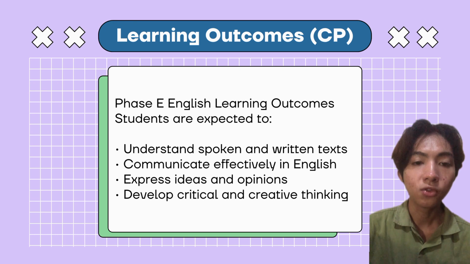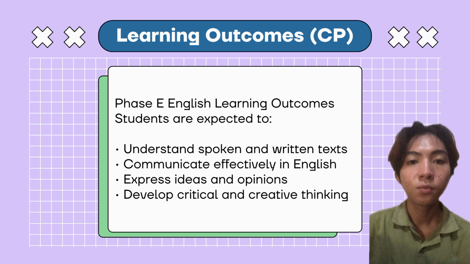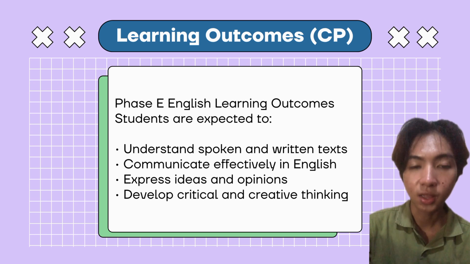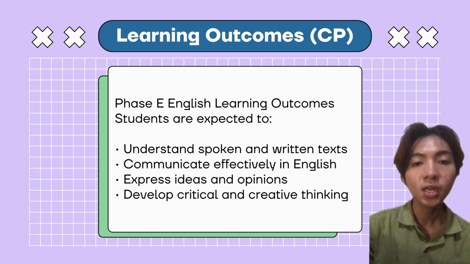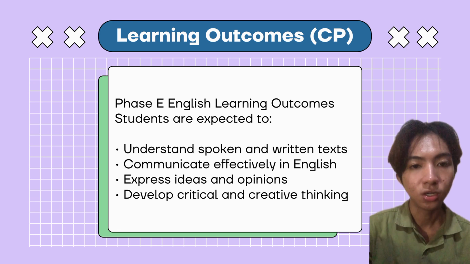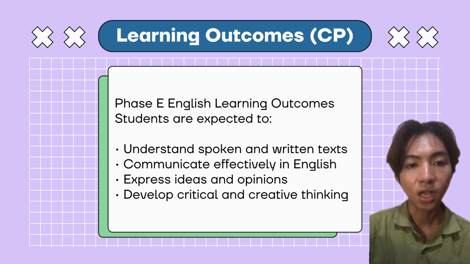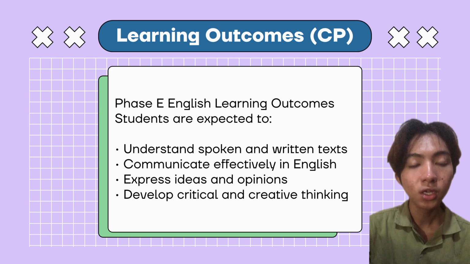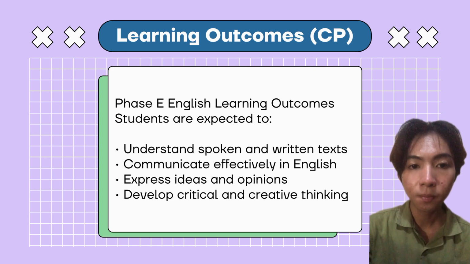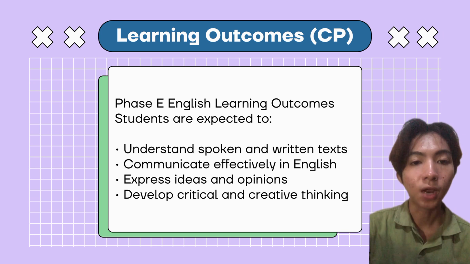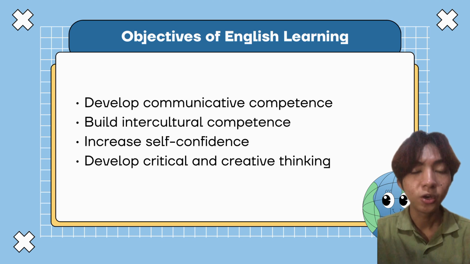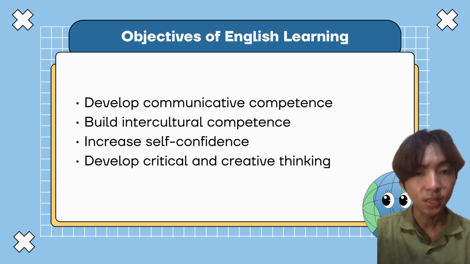Students are also expected to express their ideas, opinions, and feelings confidently. In addition, they are encouraged to think critically, analyze information, and communicate effectively. All these learning outcomes help students prepare for academic purposes and everyday communication. And the English subject in the Merdeka curriculum has several objectives.